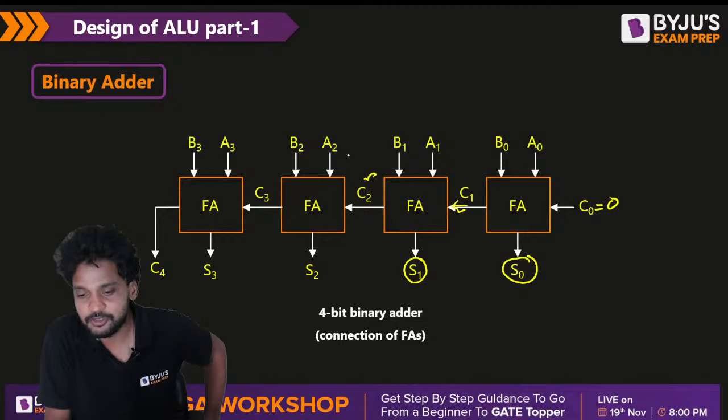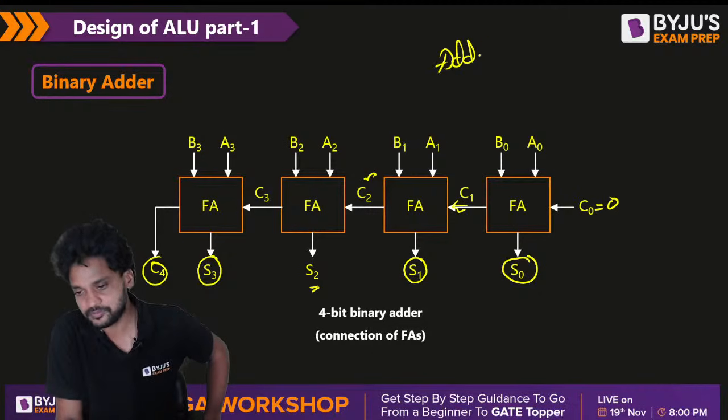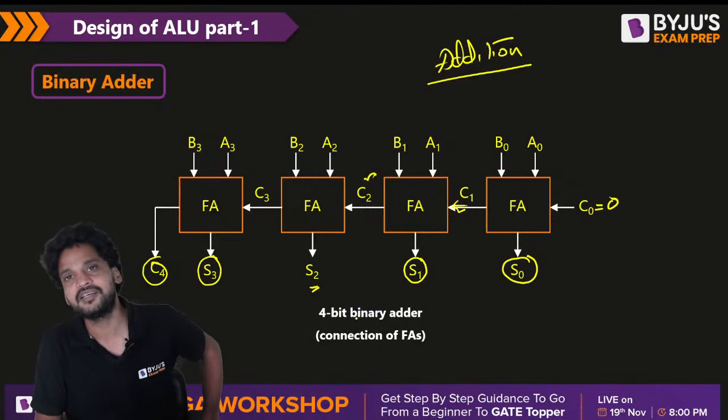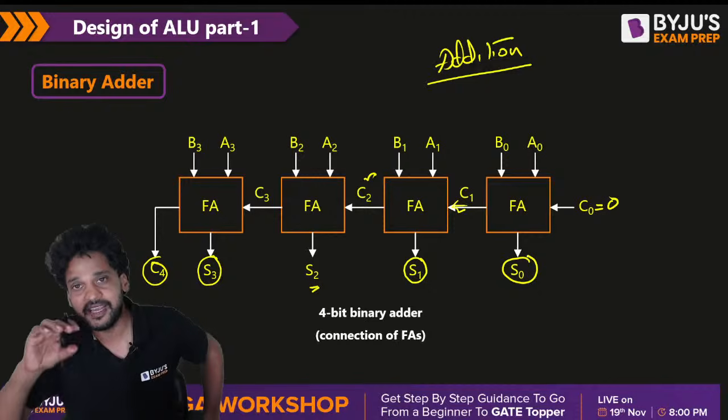In the next full adder, C2, A2, B2 will get added, sum will be here, carry will be here. In the next full adder, of course, A3, B3 and C3 will get added and sum will be produced here, carry will be produced here. This is what the addition is all about. So this circuit is the adder circuit. This circuit can simply perform only addition.